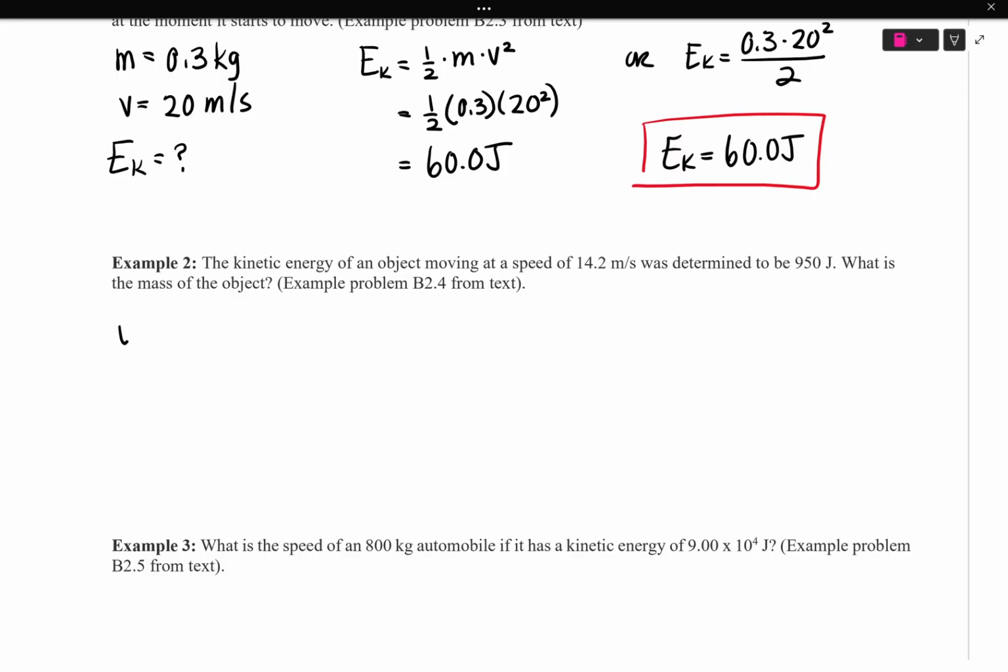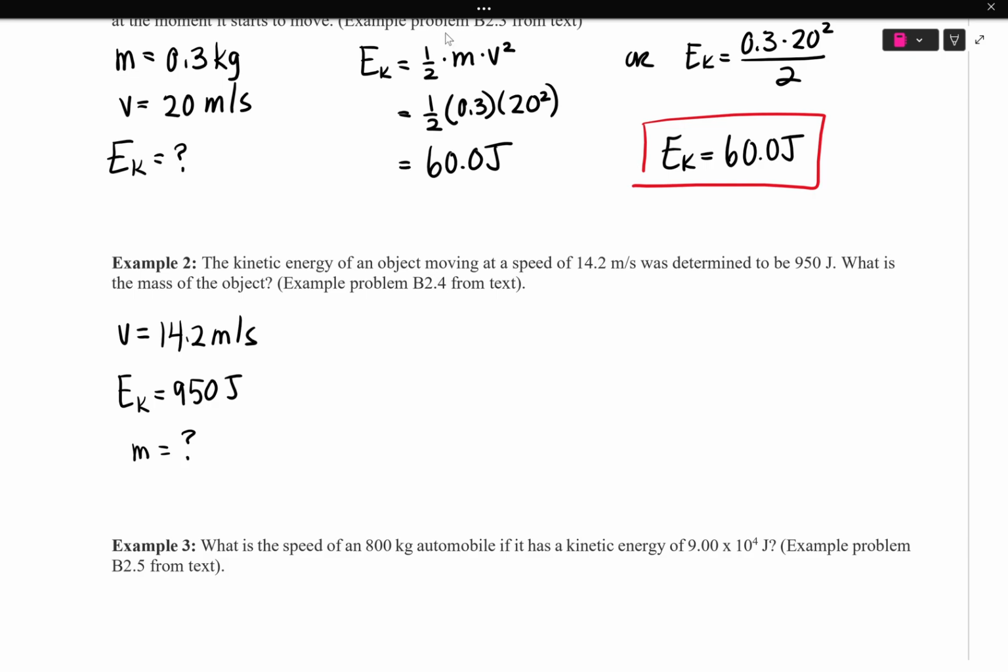Okay, so let's write down what we know. The speed is 14.2 meters per second. The kinetic energy is 950 joules. They are asking to solve for the mass of the object.